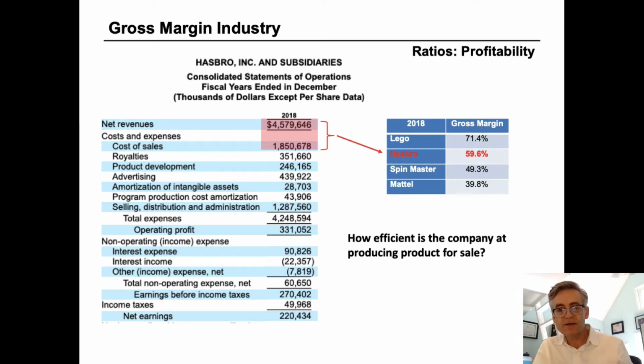So in this case, we can compare Hasbro's 59% gross margin to Lego, Spin Master, and Mattel, three other large toy companies. And we can see that Hasbro is at the upper end of the range of the peer companies. At almost 60%, Hasbro's gross margin is less than Lego's, but more than both Spin Master and Mattel's.